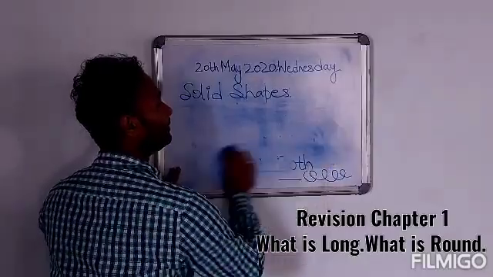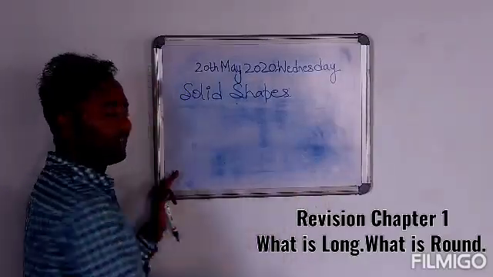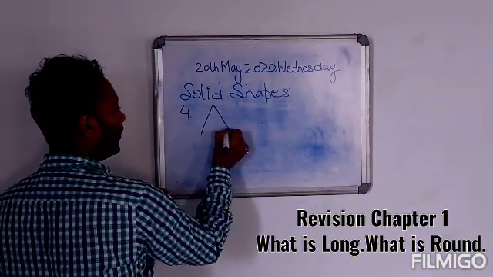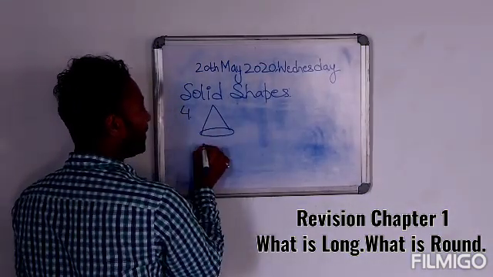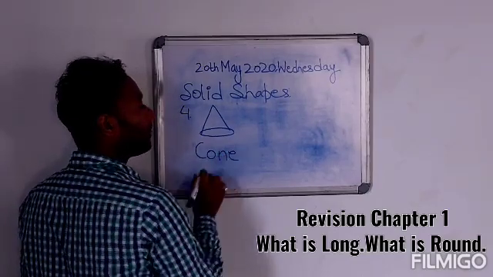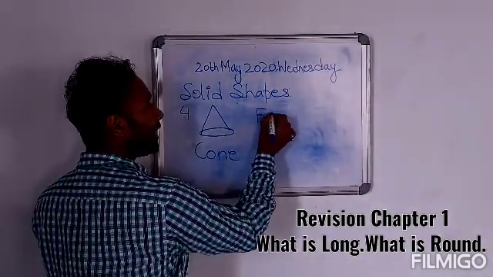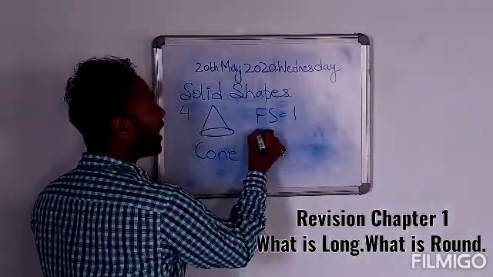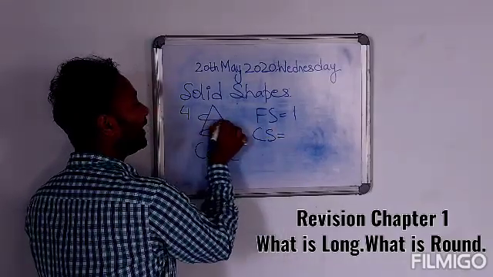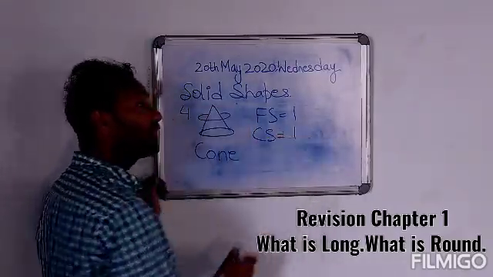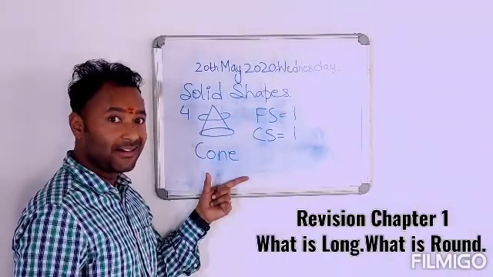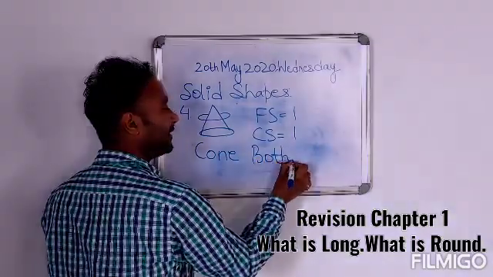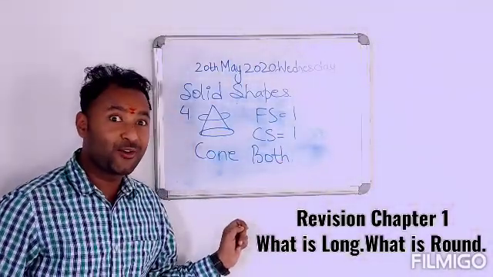Yes, cone. Now, can you please tell me how many flat surfaces are there? Only 1, the bottom one. Okay. Afterwards, how many curved surfaces? Only 1. Now, can it slide or roll? Yes, it can do both. Very good students, clap for yourself.